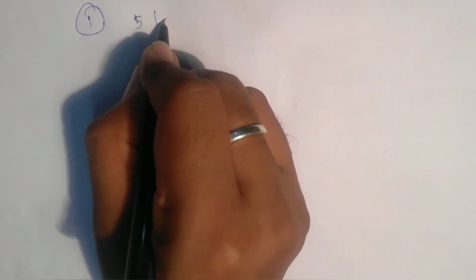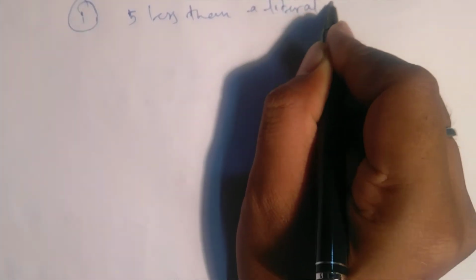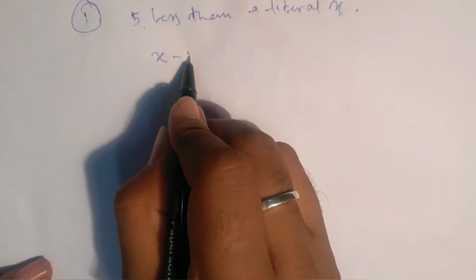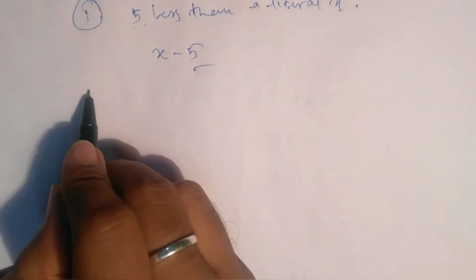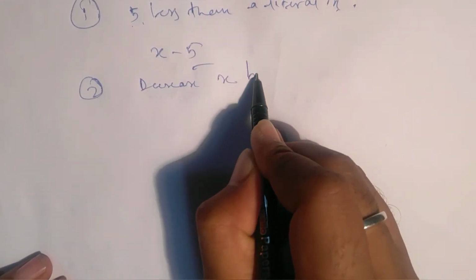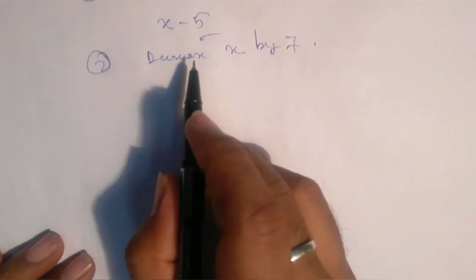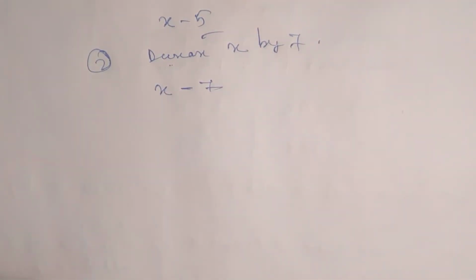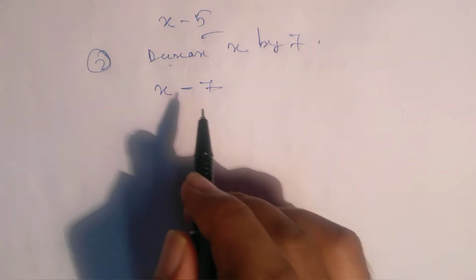Now we'll go for subtraction. Take one example like 5 less than a literal x. 5 is less than a literal x, meaning 5 is taken away from x. This is your answer. Now next, decrease x by 7. x is decreasing by 7. So the answer is x minus 7.